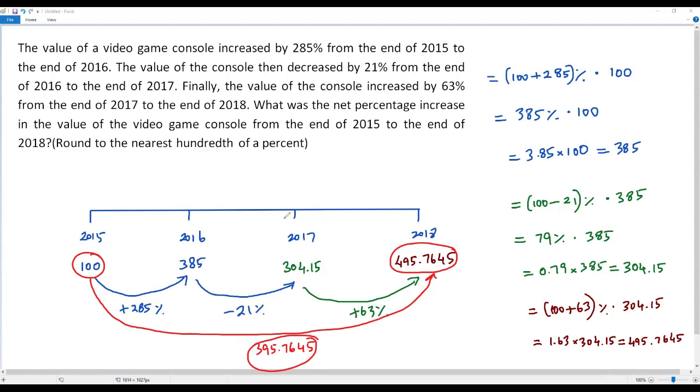That is, the net percentage increase in the value from the end of 2015 to the end of 2018 is 395.7645 percent. But according to the instruction, we have to round the answer to the nearest hundredth. So let's round this value to the nearest hundredth. Then we get 395.76 percent. So this is the net percentage increase in the value of the video game console from the end of 2015 to the end of 2018.